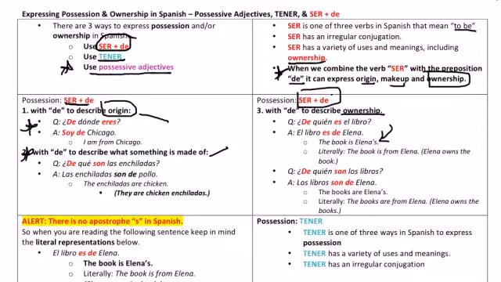But literally, the sentence El libro es de Elena means the book is from Elena. Or, more importantly, Elena owns the book. Again, ¿de quién son los libros? Los libros son de Elena. And los libros agrees with son. And they're talking about Elena owning more than one book. Literally, the books are from Elena, and that is why libros and son agree. And the connotation is that Elena owns the books, owns more than one book.